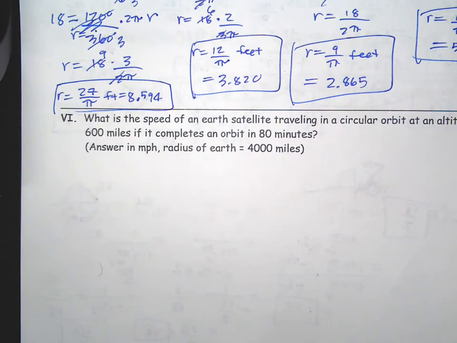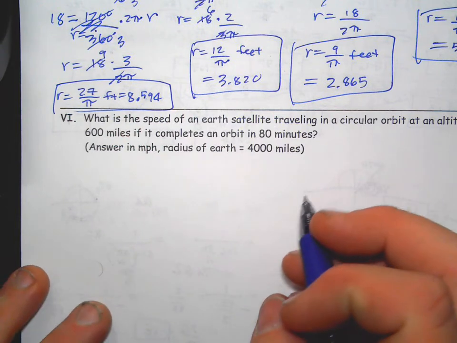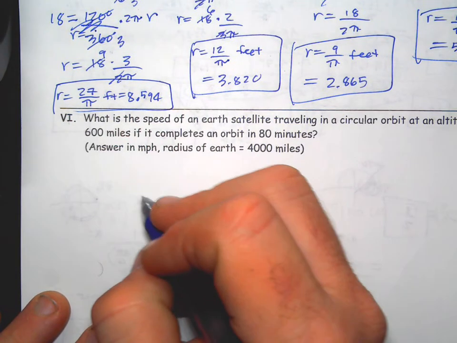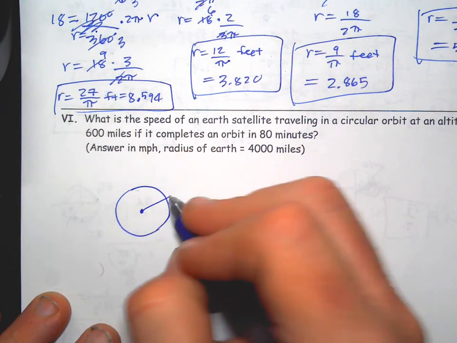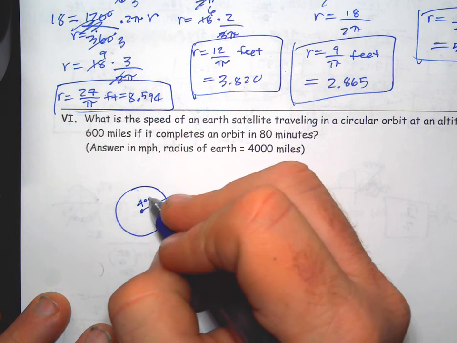Okay. Last problem. What is the speed of an Earth satellite traveling in a circular orbit at an altitude of 600 miles if it completes an orbit in 80 minutes? Answer in miles per hour. And something to help you: the radius of Earth is about 4,000 miles. Let's draw a picture of this. We're going to see coming up soon that drawing pictures is going to help. So the radius of the Earth is 4,000 miles.